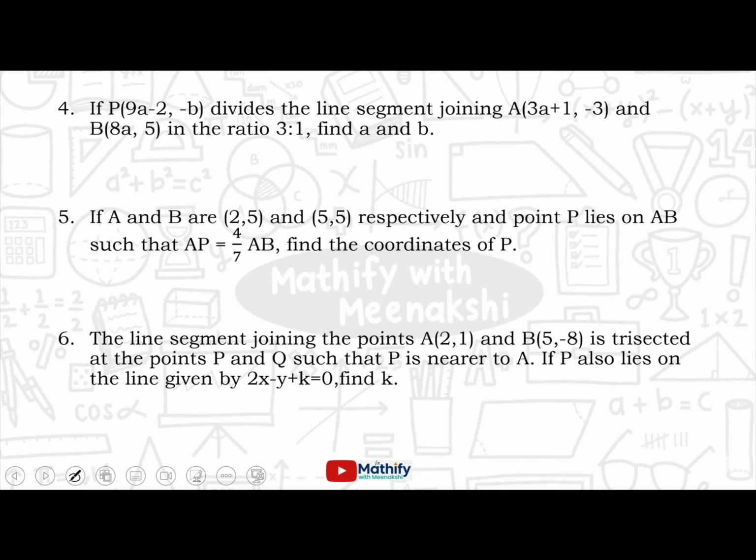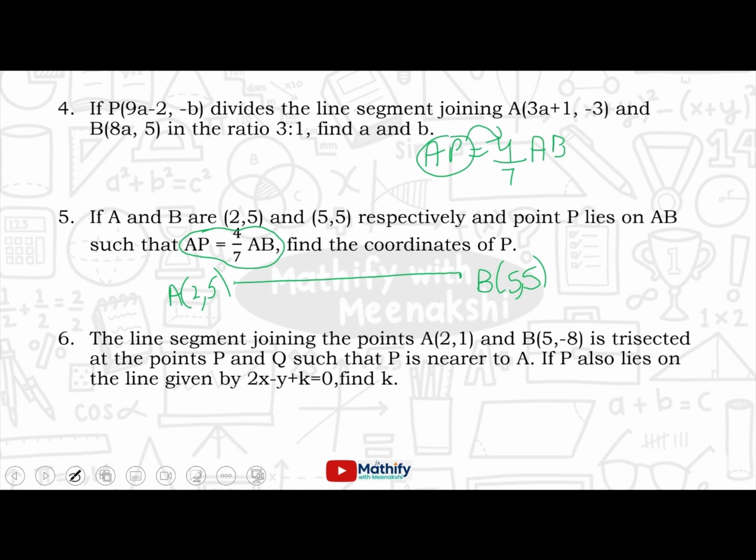In question number 5, it's given that you have a line where A is (2, 5) and B is (5, 5), and there is a point P such that AP is 4 by 7 of AB. Please see here carefully. What does it mean? It means AP has 4 parts out of 7, so P lies somewhere here. The remaining part is 3, so the ratio is indirectly given as 4 is to 3. You have to find xy.